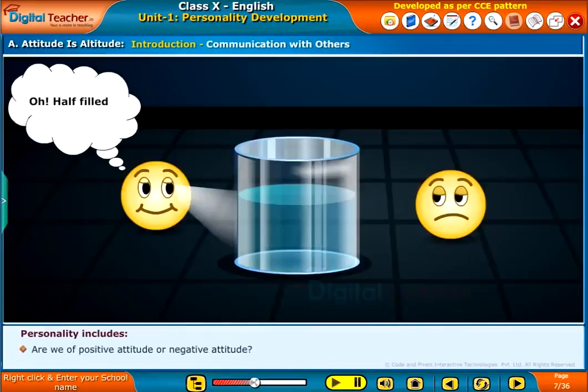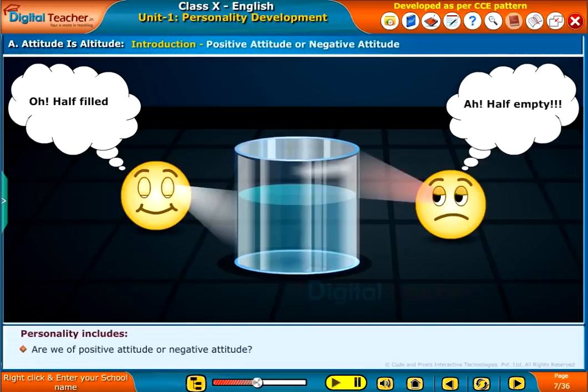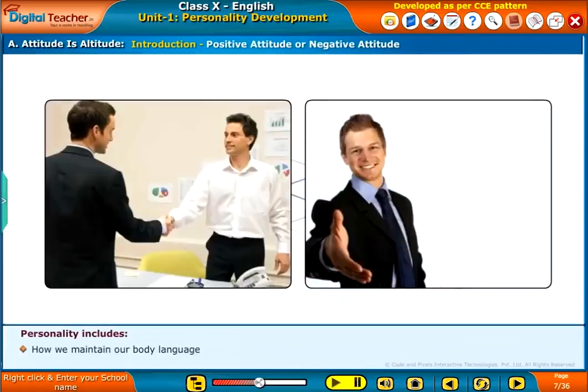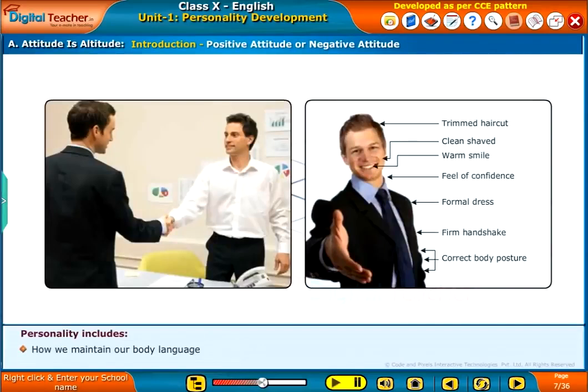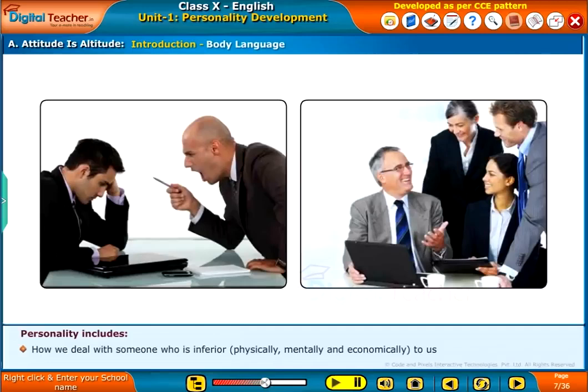Are we of positive attitude or negative attitude? How we maintain our body language? How we deal with someone who is inferior physically, mentally, and economically to us?